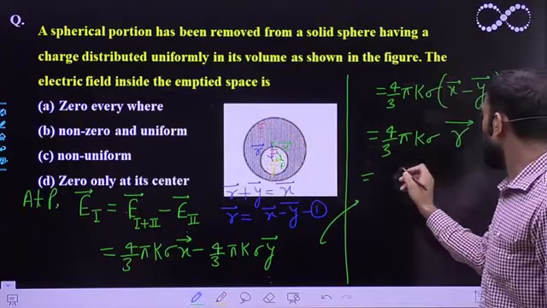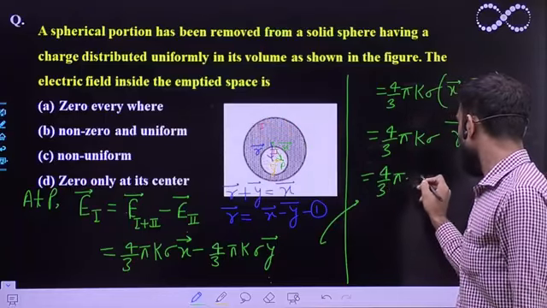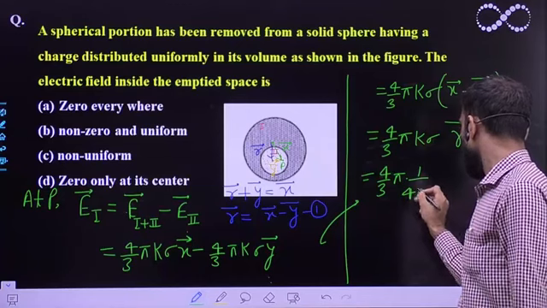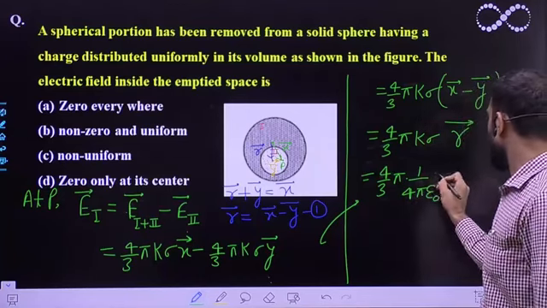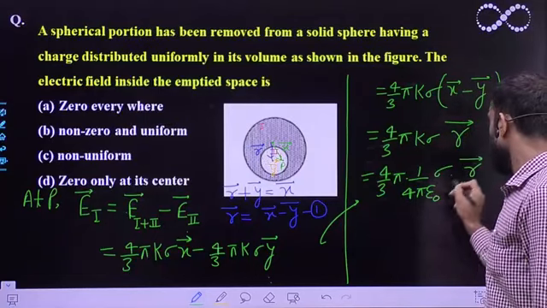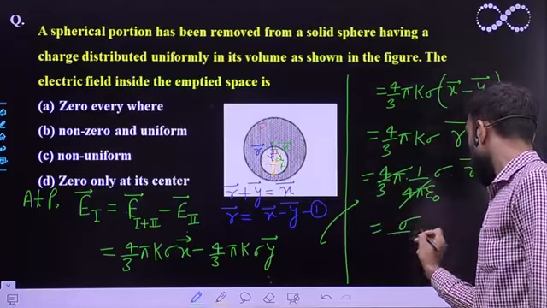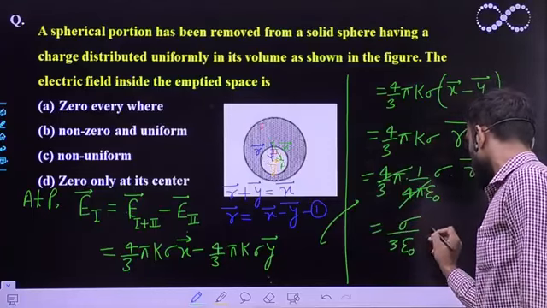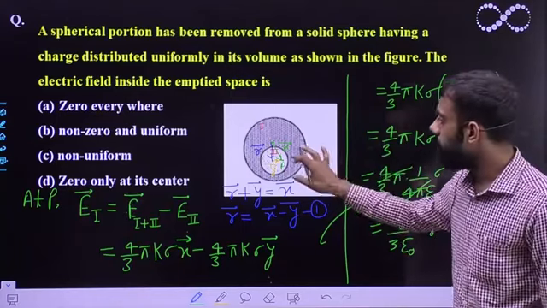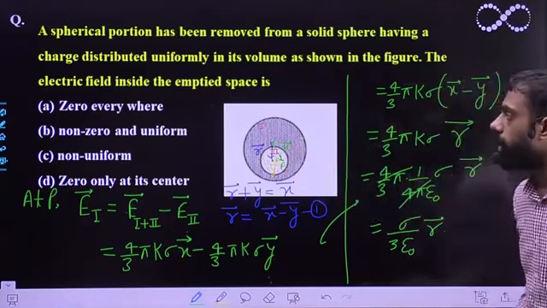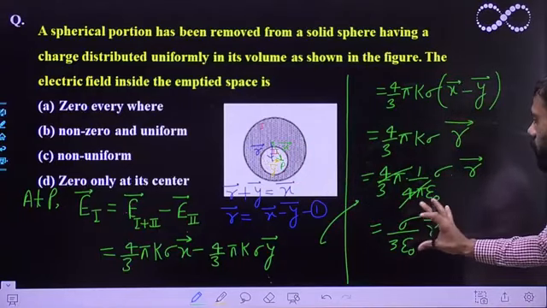Now I can put the value here: 4/3 π, the value of k I already know, 1 upon 4π ε₀, and this becomes ρ r vector. So 4π will get cancelled out and you will get ρ upon 3ε₀ times r vector. So this is the electric field at any general point inside the cavity. You can see easily from here that the electric field is a constant vector.